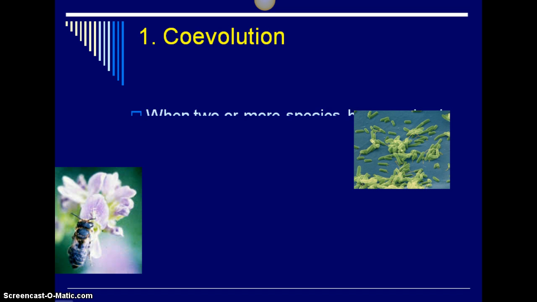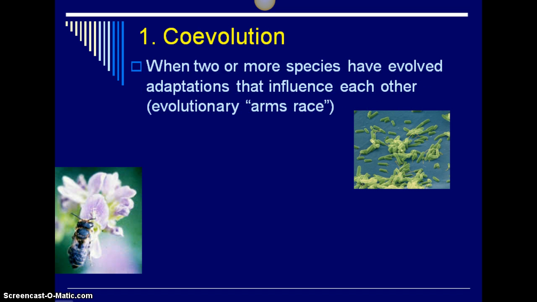The first is coevolution. If you think about that word, coevolution, that means two or more things evolving together. So two or more species have evolved adaptations that influence each other. As one evolves, the other one evolves because they work together. They have to evolve together in order to both survive.